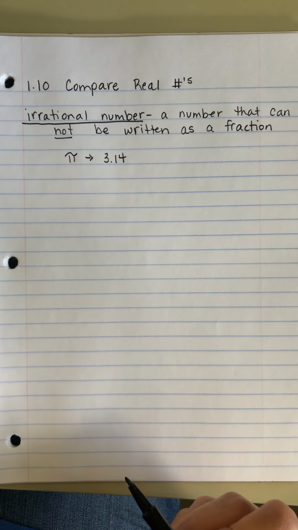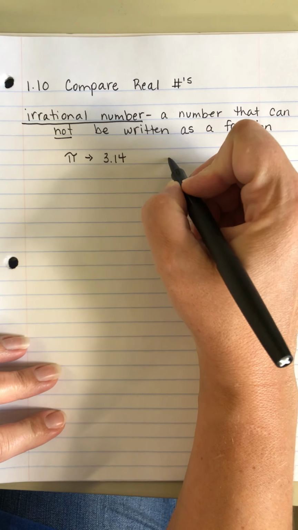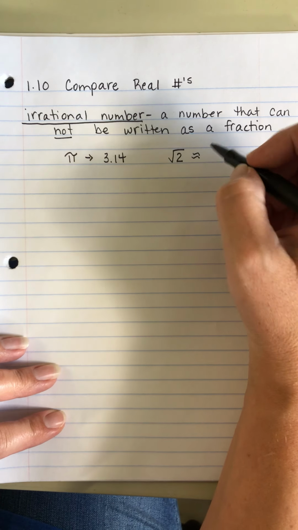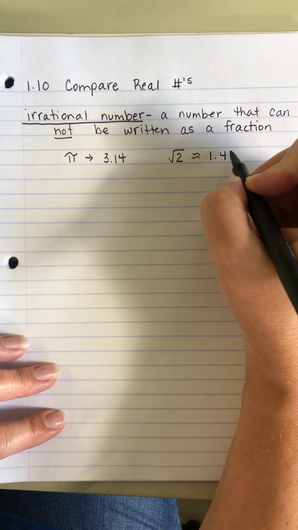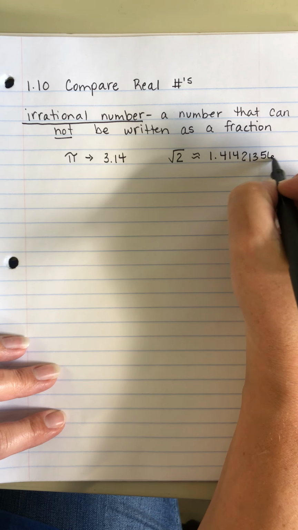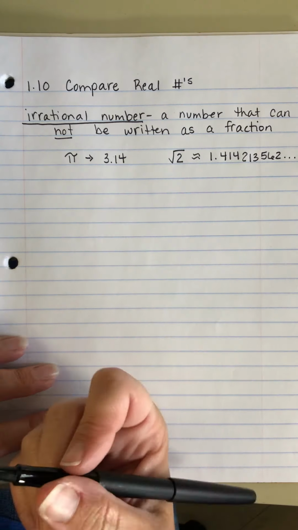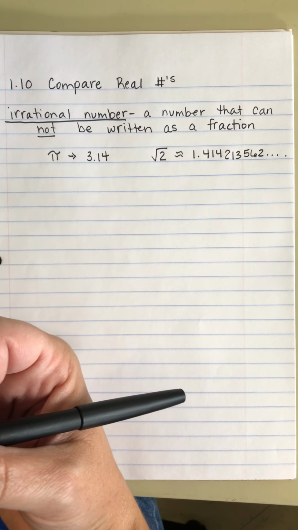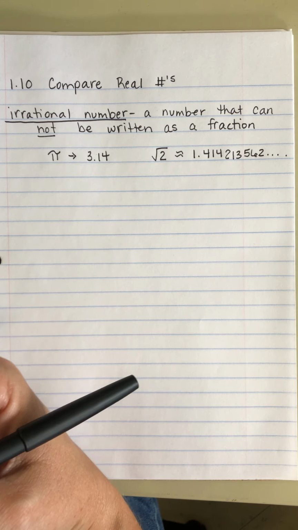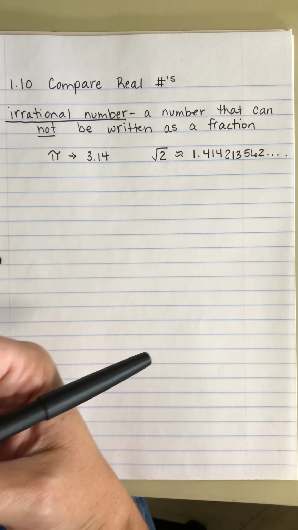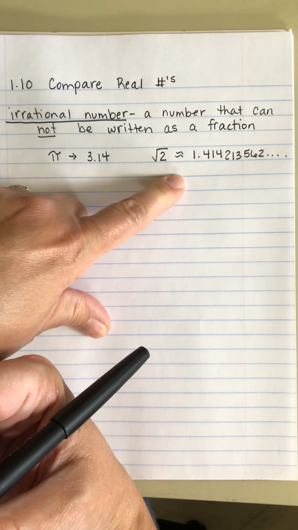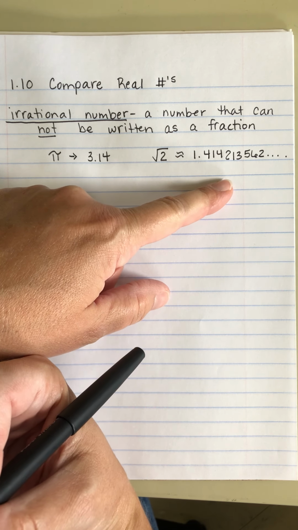Another one that's common that you're going to see is the square root of 2. If you type the square root of 2 into your calculator, you get 1.414213562 to infinity and beyond. Again, I cannot write this as a fraction because it has no end. There is no perfect way to write it. The most accurate way to write it would be to keep it at the square root of 2 because there's no pattern there. I can't just figure it out.